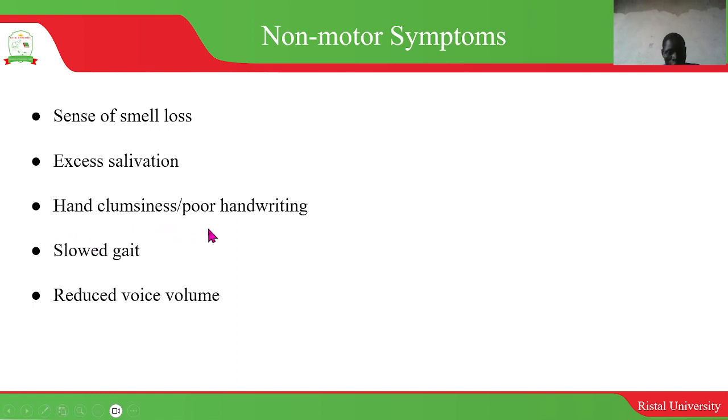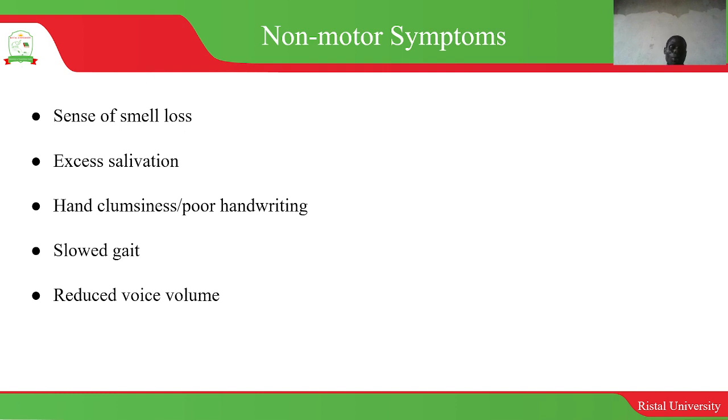There's hand clumsiness and also poor handwriting. We write because of the motor activity, the voluntary activity that our muscles can do. But in this condition, the muscles are already affected. So some people always start with worsening of the handwriting. Somebody sees that they start having tremors that sometimes we don't see, but they start to feel it as an early stage of Parkinson's disease.